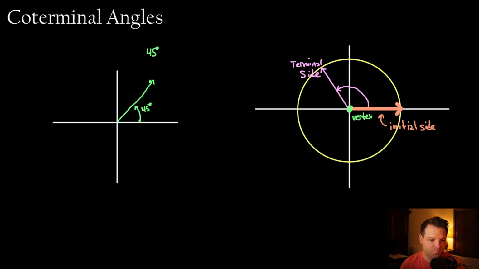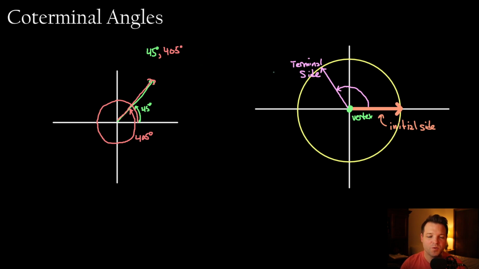So for example, let's rotate by not 45 degrees, but let's go all the way around 360 degrees: 90, 180, 270, 360 degrees. And then just a little bit more, another 45 degrees. Well, what is that? That's 360 plus 45, that is 405 degrees. Since these end up on the exact same terminal side, 45 degrees and 405 degrees are coterminal.